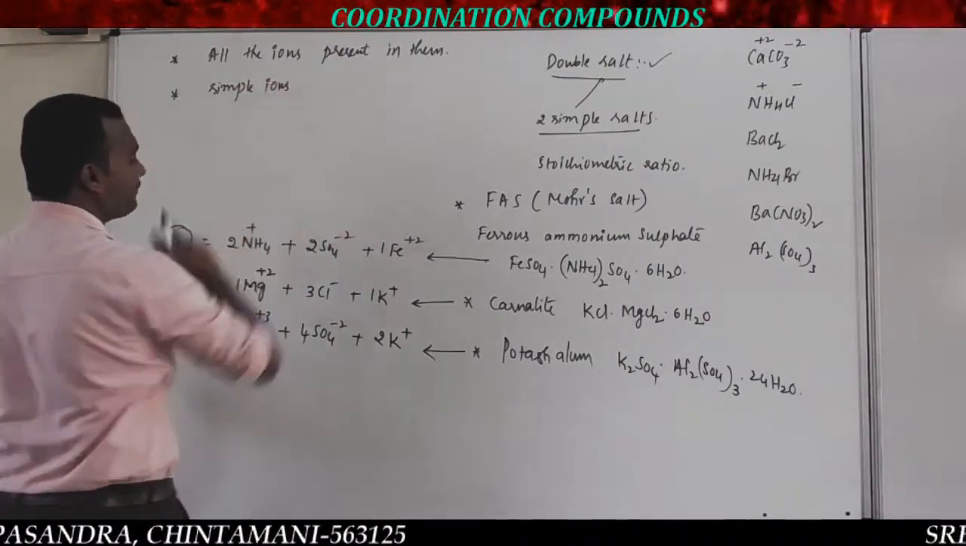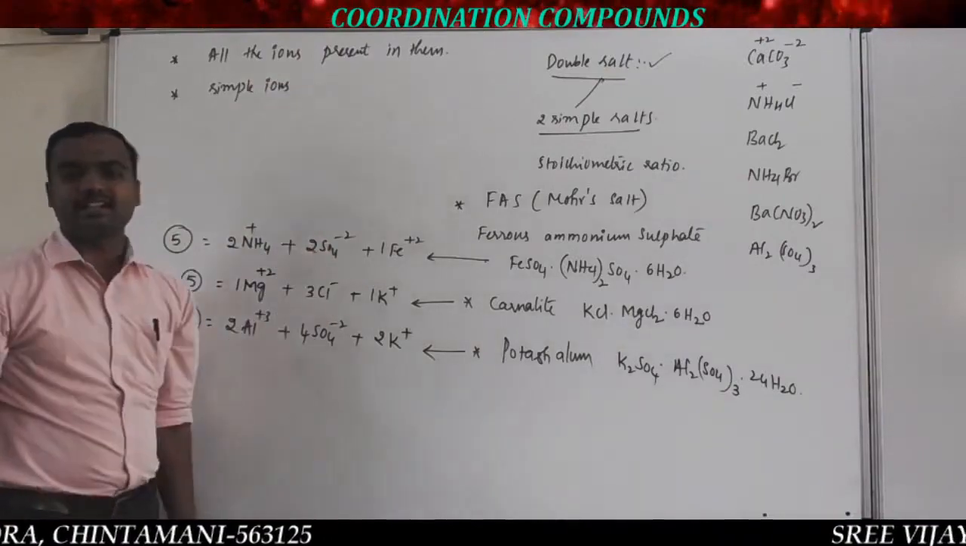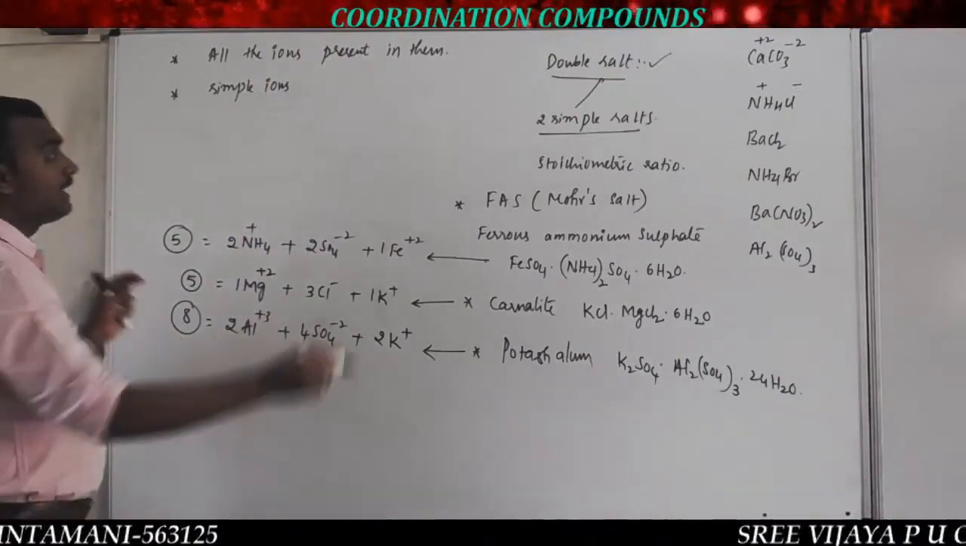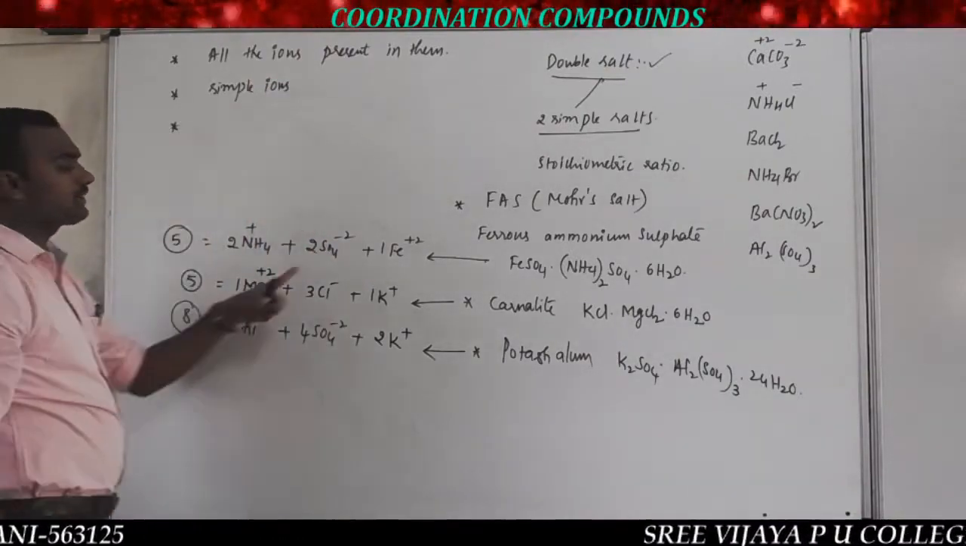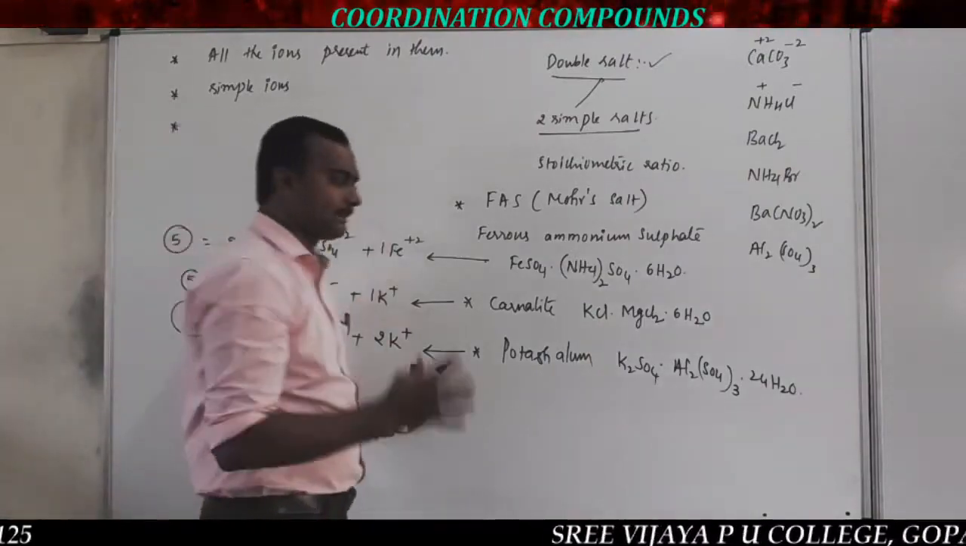ಅವೆಲ್ಲವೂ ಸಿಂಪಲ್ ಅಯಾನ್ಸ್ ಆಗಿದೆ. ಯಾವುದೇ ಕಾಂಪ್ಲೆಕ್ಸ್ ಅಯಾನ್ಸ್ ಇಲ್ಲ, ಓನ್ಲಿ ಸಿಂಪಲ್ ಅಯಾನ್ಸ್. ಈಗ ನಿಮಗೆ ಯಾವ್ದಾದ್ರು ಒಂದು ಅಯಾನಿಕ್ ಸ್ಟೇಟ್ ಅಲ್ಲಿ ಎಕ್ಸಿಸ್ಟ್ ಆಗ್ತಿದೆ ಅಂತಂದ್ರೆ, ಲೆಟ್ ಮಿ ಟೇಕ್ ಎ ಸಿಂಪಲ್ ಎಕ್ಸಾಂಪಲ್.